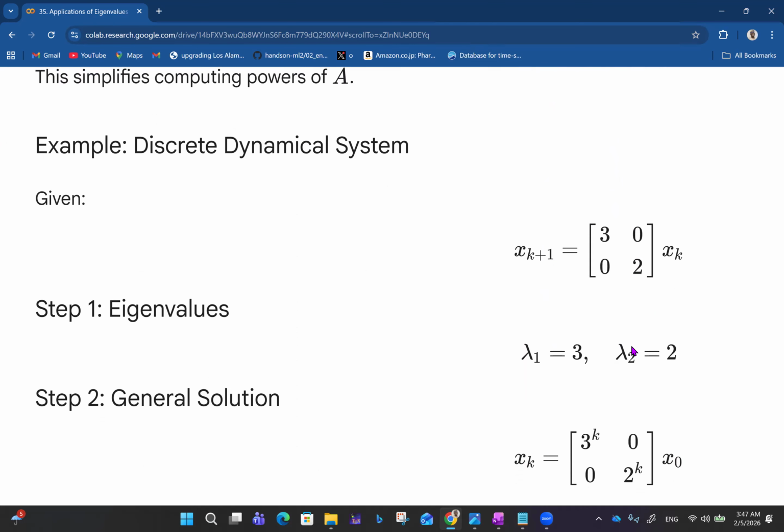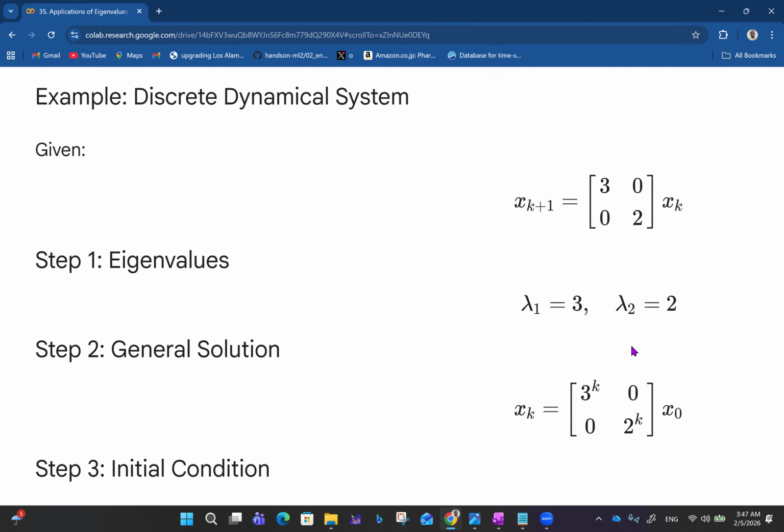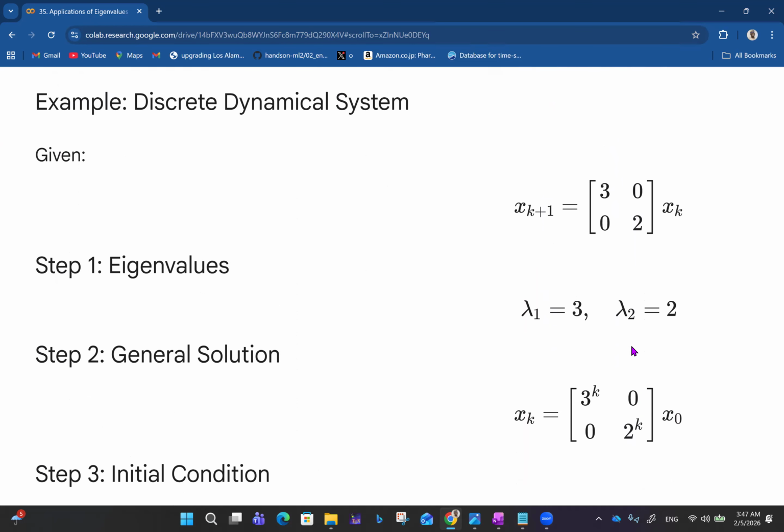So now look at this example. For a discrete dynamical system, imagine that you have x sub k plus 1 equals the matrix [3 0; 0 2] times x sub k. Of course, the eigenvalues will be lambda 1 equals 3, lambda 2 equals 2.